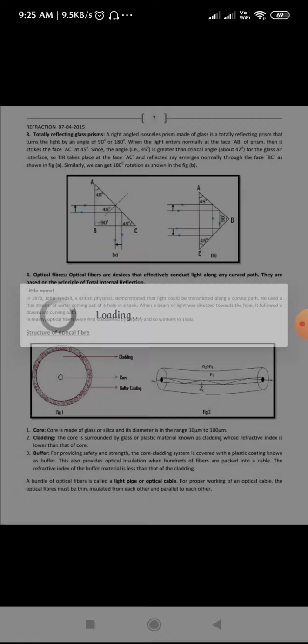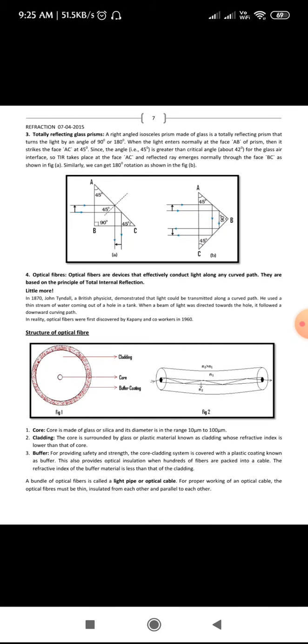Okay, fine. So the next is the total reflecting glass prism. As I said, this has not been asked in the examination. Anyhow, we will just go through it.